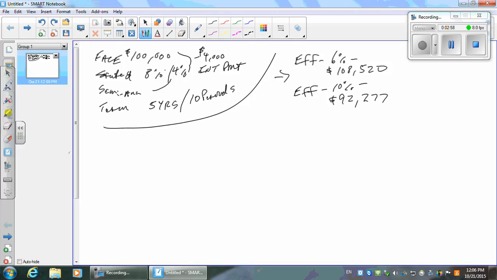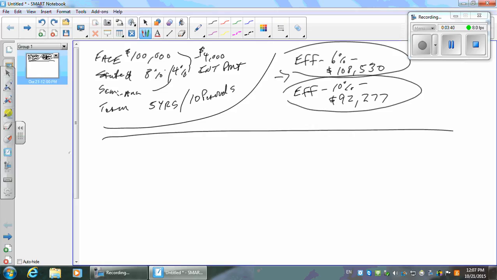108,530. Good. How much cash is going to change hands if this is the situation? 108,530. That's what it's worth. Got it? How much cash is changing hands if this is the situation? 92,277. That's it. On both sides of the deal, of course. If you buy a bond from me, I get the amount of cash you give me. Right? So don't let this be a big deal.